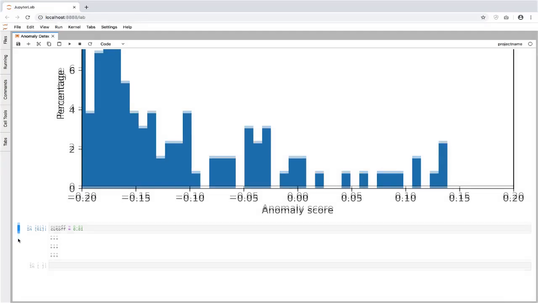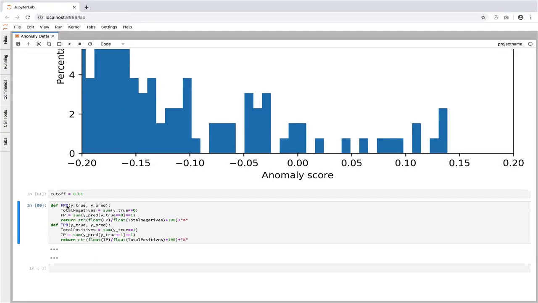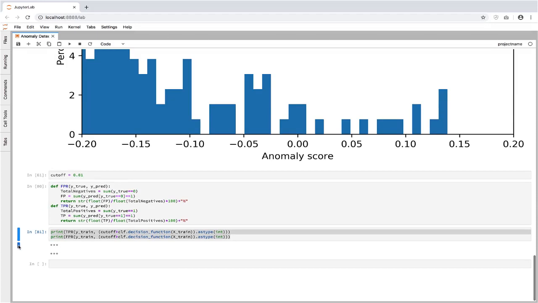The next thing I do is define some ways to score my model, false positive rate and true positive rate functions. A false positive is when a normal point is classified as anomalous. It's kind of like a false alarm. And a true positive is when an anomalous point is correctly labeled as an anomaly. So I'm going to compute these using the cutoff we discussed earlier on the training set so I can see what the results would look like.